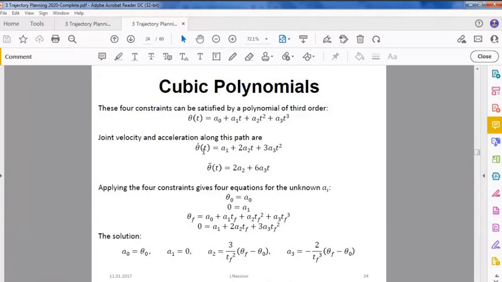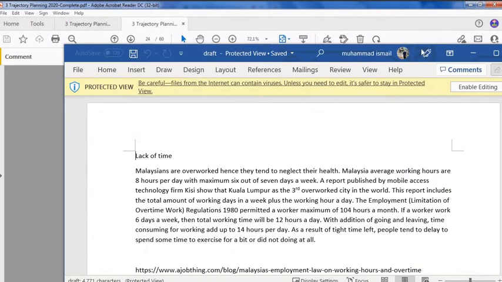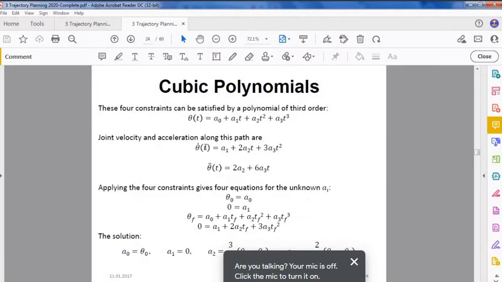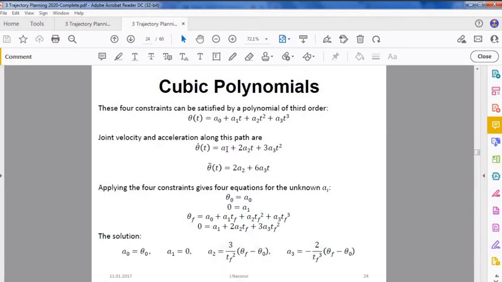But which one can you get the value of A1 at the starting point? At the starting point, at time equal to 0, theta is 0 and the velocity is 0. So velocity at time 0 equals A1. What is the value of velocity at that time? Velocity equals 0. So that is how you get A1, from the velocity equation.